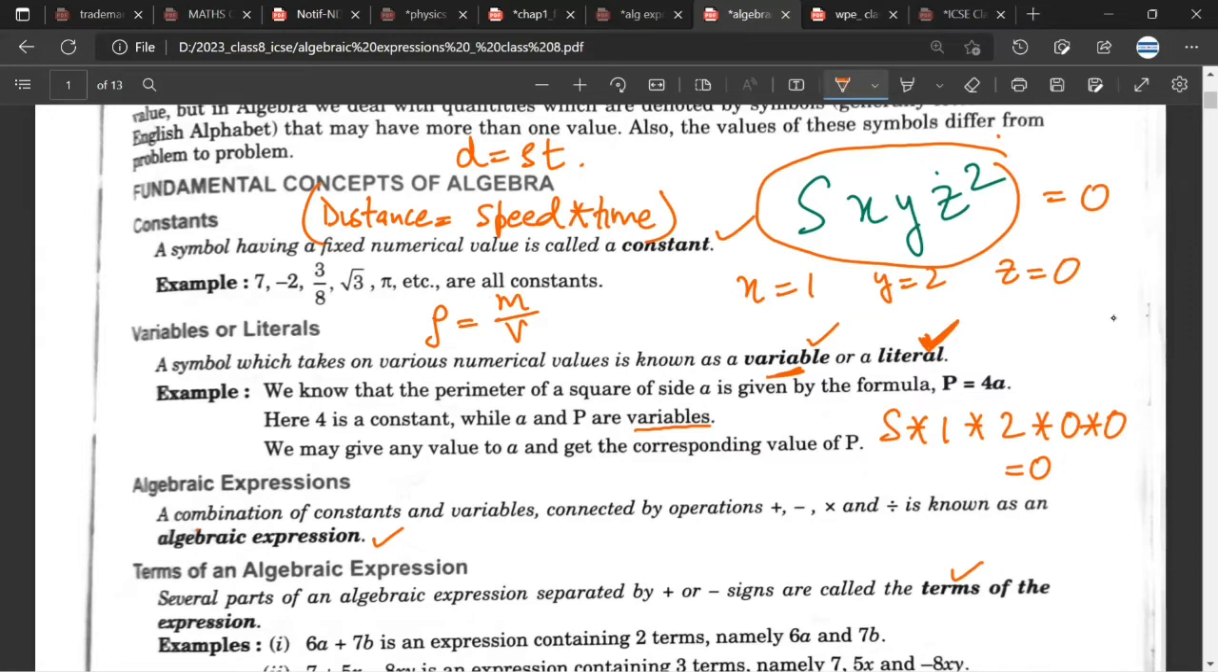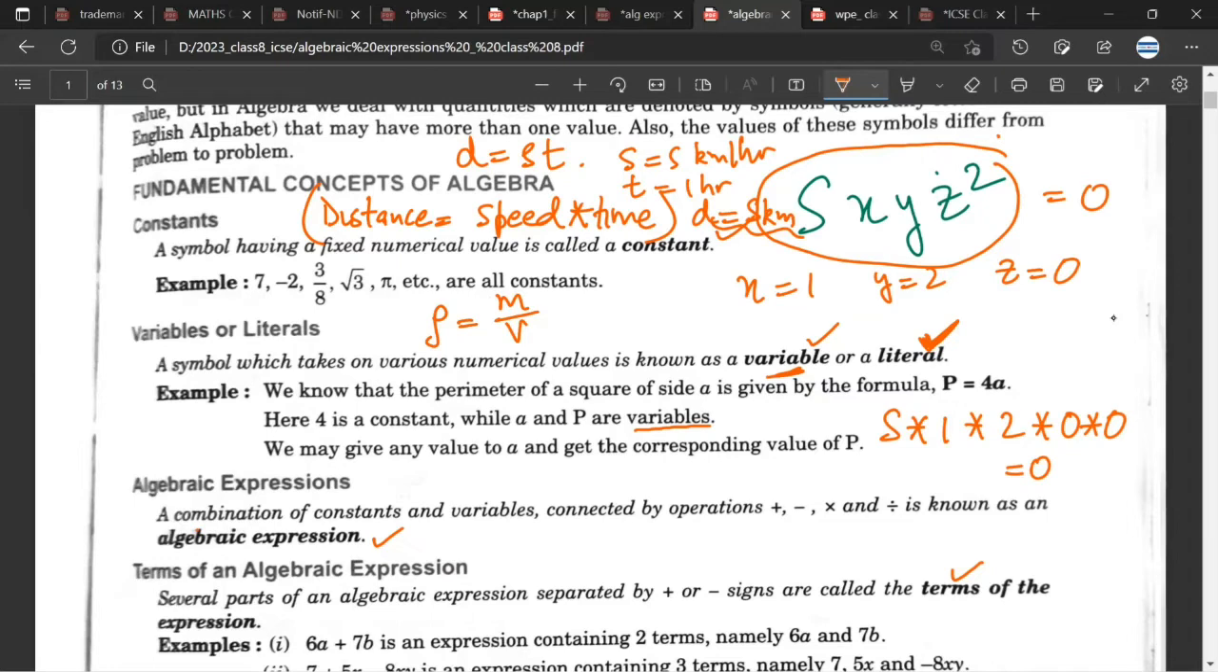Now in this case, d is equal to st. Distance can take any value. Speed can take any value. T can take any value. Have you understood what I'm saying? So in this case, d, s, t are variables. Variable implies that you don't know the value which they can take. So for example, if speed is 5 km per hour and time is 1 hour, then distance would take a value of 5 km. Have you understood?